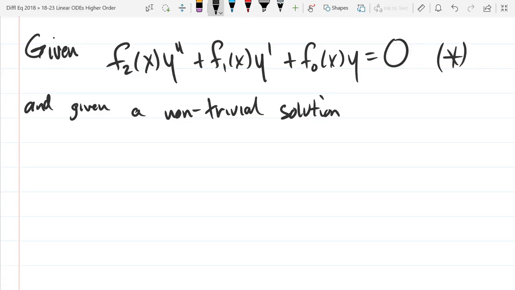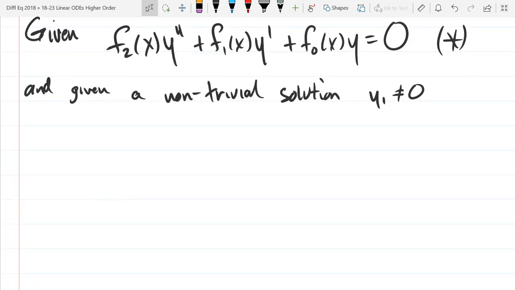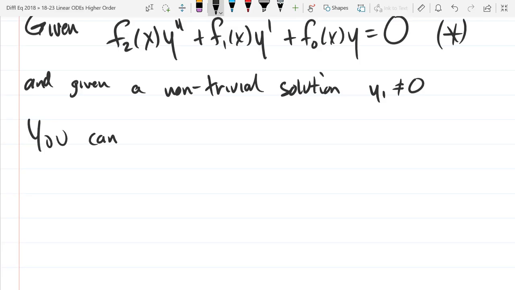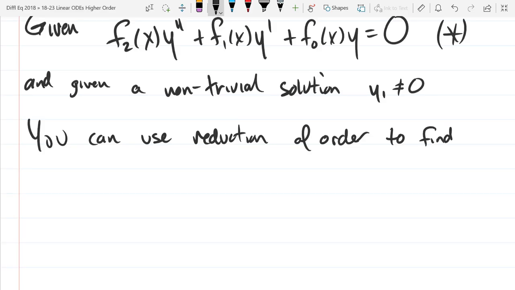So we want to start with a non-trivial solution. What that means for us is it's not equal to 0, sorry. Non-trivial solution, so we have y1. Non-trivial means it's not 0. We're not going to be able to do anything with the 0 solution, so we need to get a non-trivial solution. Once we have a non-trivial solution, we can do what's called reduction of order to get a second solution. So we're basically going to exploit the first solution to get a second solution out. That's what we're going to be doing. So you can use reduction of order to find the second solution.